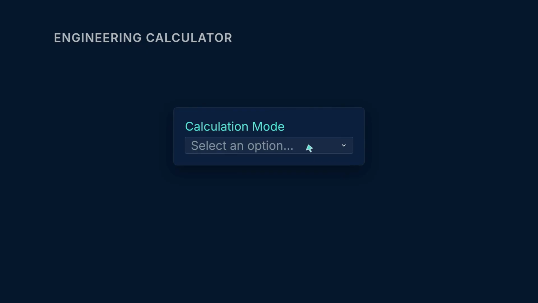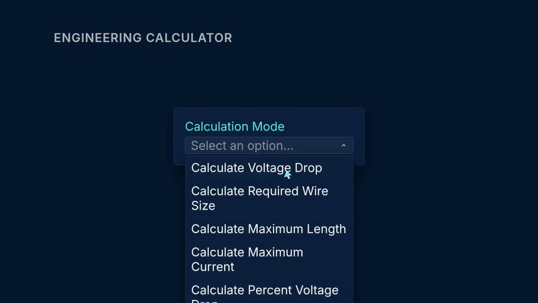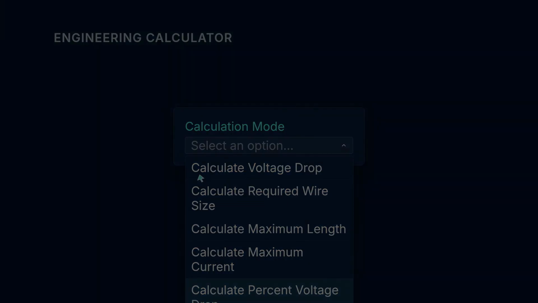First, select your calculation mode from 5 options: calculate voltage drop, calculate required wire size, calculate maximum length, calculate maximum current, or calculate percent voltage drop. I'm using calculate voltage drop.